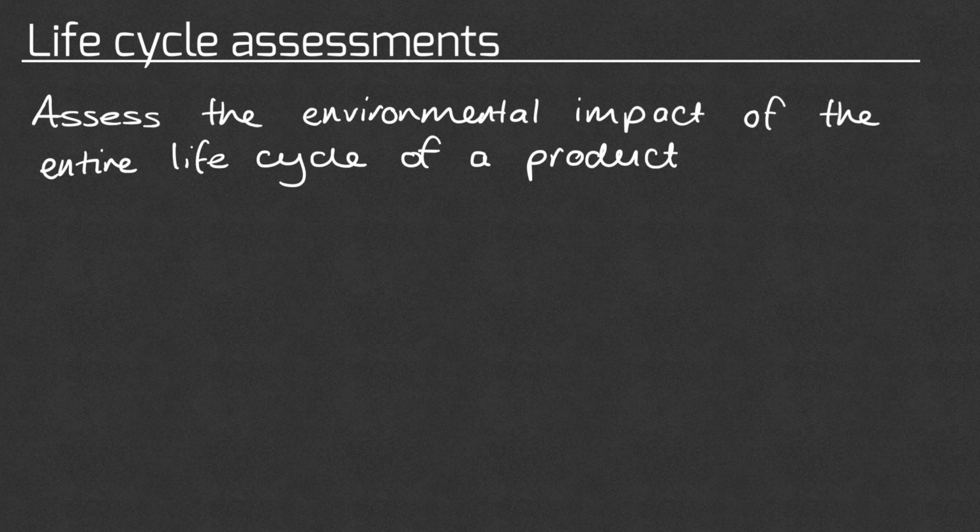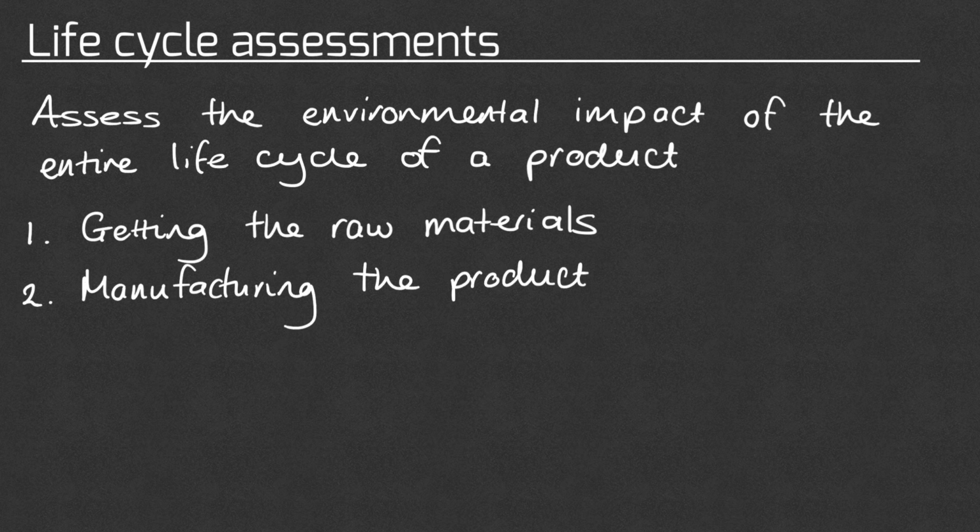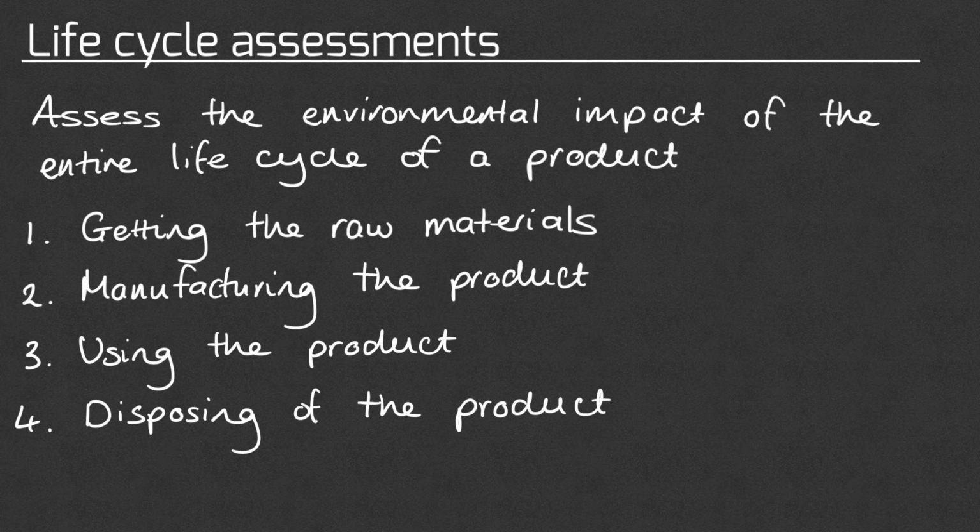A life cycle assessment assesses the environmental impact of the entire life cycle of a product, and it's made up of 4 stages. Getting the raw materials, manufacturing the product and the packaging, how the product is used, and then how the product is disposed of.